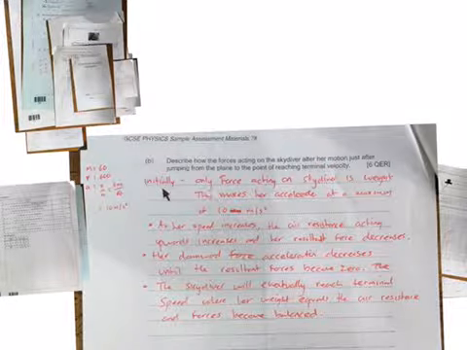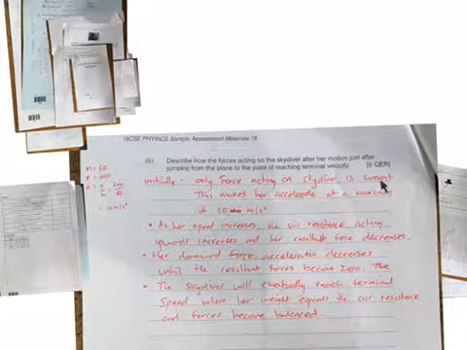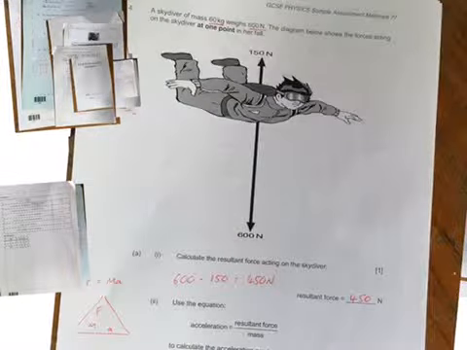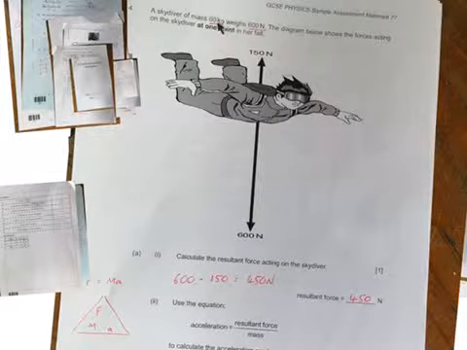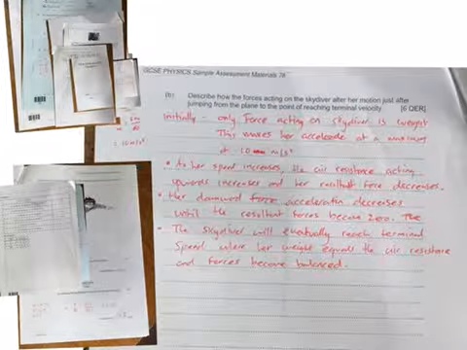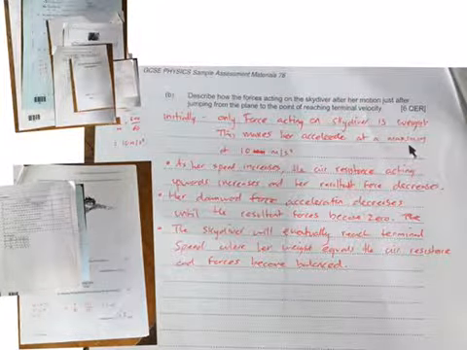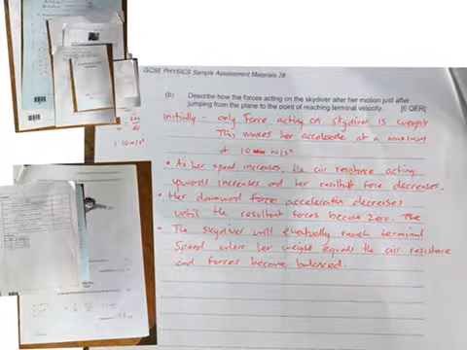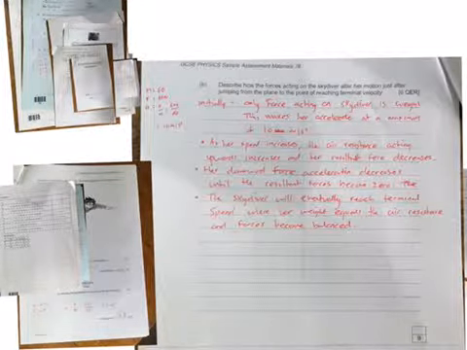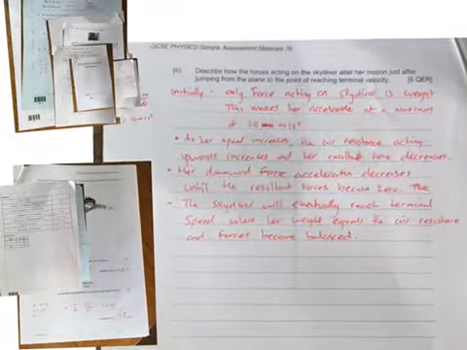So initially, when she first jumps out, the only force acting on the skydiver is weight, because there's no air resistance. So the arrow is just going to be pointing down at 600 newtons. This will never change. Her mass will always be 60 kilograms. Gravity is usually 10 newtons per kilogram. There's not going to be any air resistance arrow when she first jumps out. So this makes her accelerate at a maximum of 10 meters per second squared, which is the acceleration due to gravity.